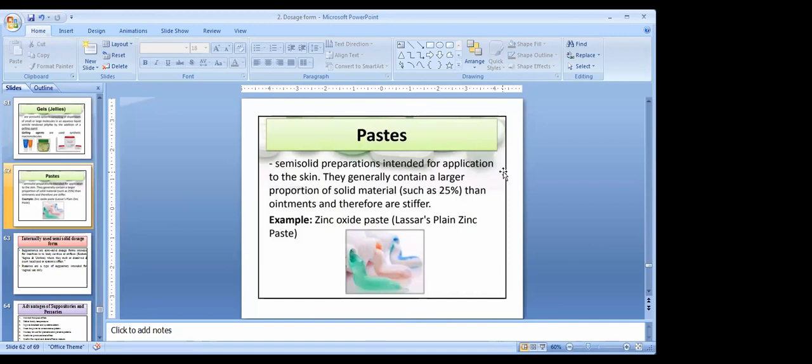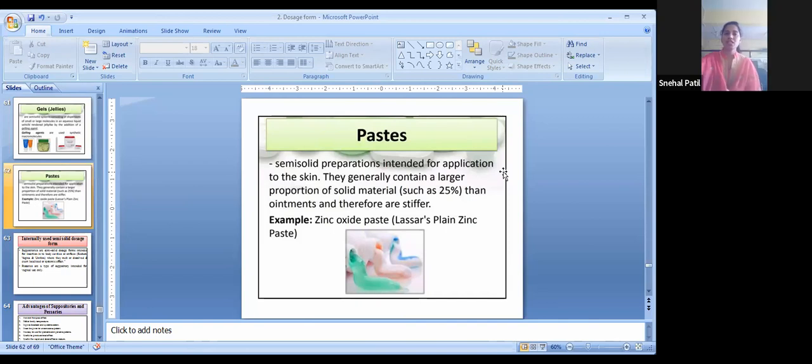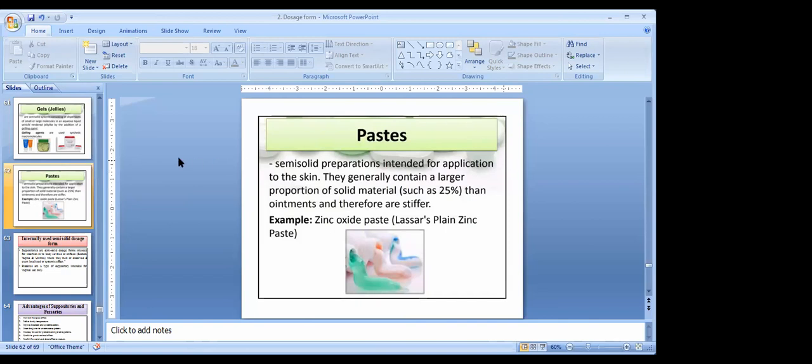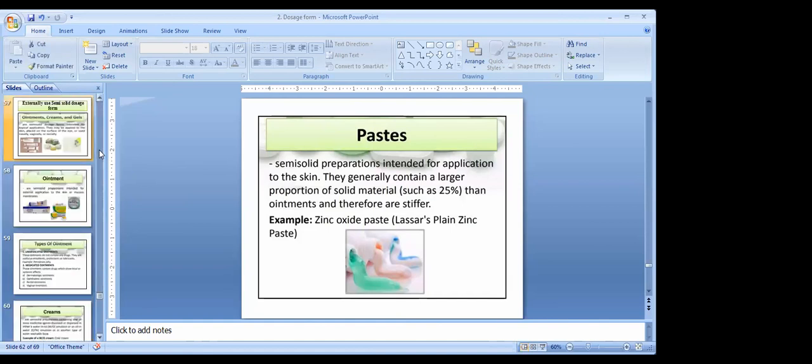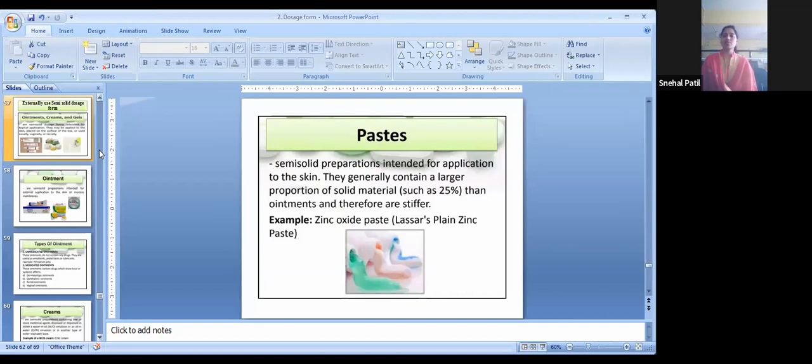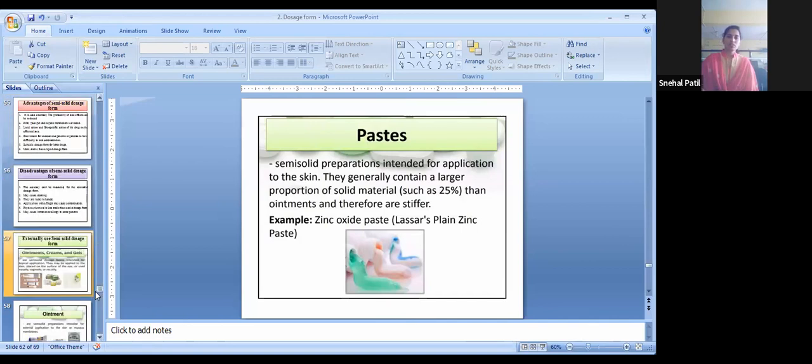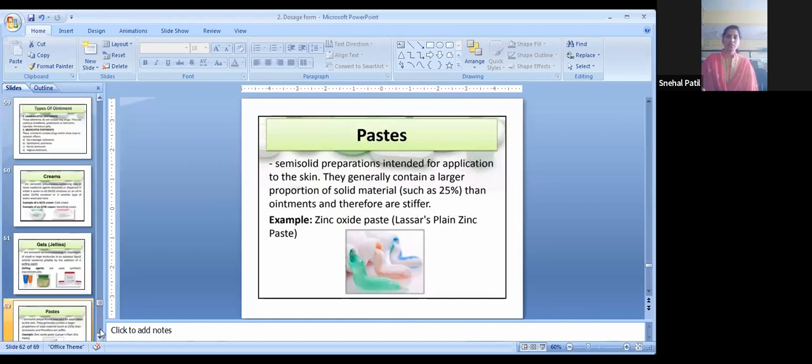Everybody understand what is a paste? Gel definition? What is the ointment? These are externally used semi-solid dosage forms: ointment, cream, gel, paste. These are examples of externally used semi-solid dosage forms. These are the definitions of the semi-solid dosage forms with examples.